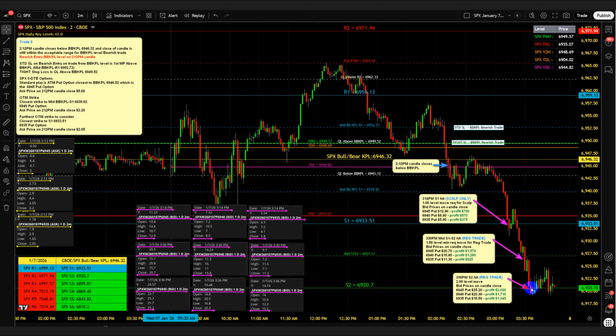3:36, we had the S2 hit, 2-level move on the regular trade. Here are the data boxes for those. 69.45 bid on the close of that candle, $25.20, profit $2,020 per option. 69.40, now $20.30. Remember, that was only $3.20 to begin with. Profit $1,710 per option. 69.35 is now $15.50. Profit $1,345 per option. Again, only $2.05 to begin with.